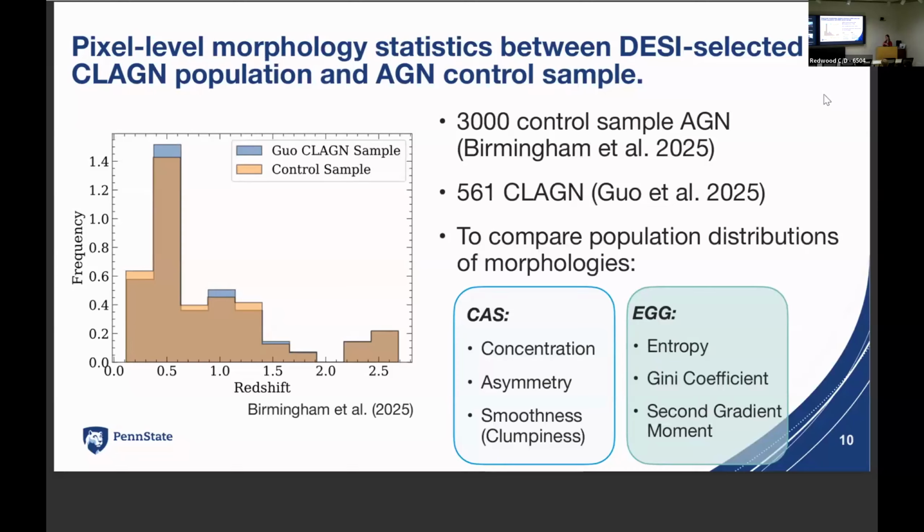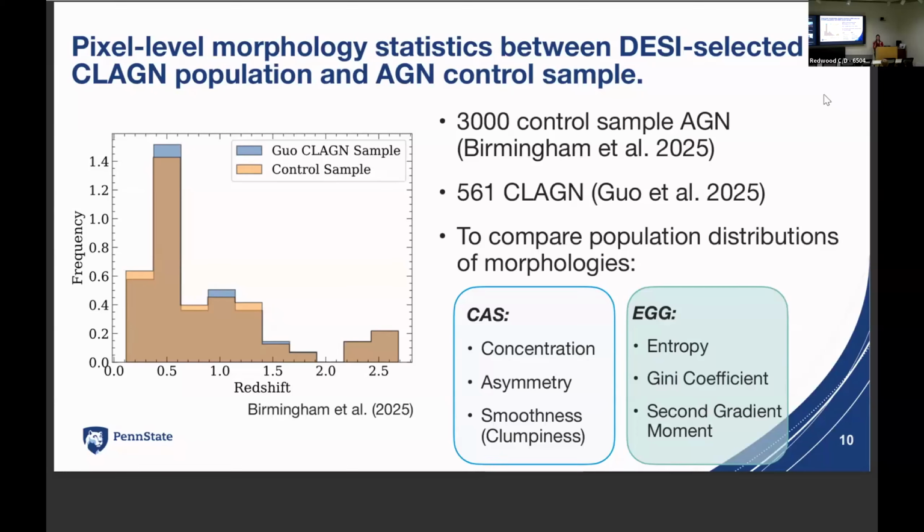But the Gini coefficient probes a similar concentration-type metric, except it allows for the brightest pixel to not be in the center. So that's just an example. And if you want to know a little bit more about how the EGG morphology statistics are able to separate out different hosts and different galaxy types, you should talk to an undergrad in Charlotte's group.